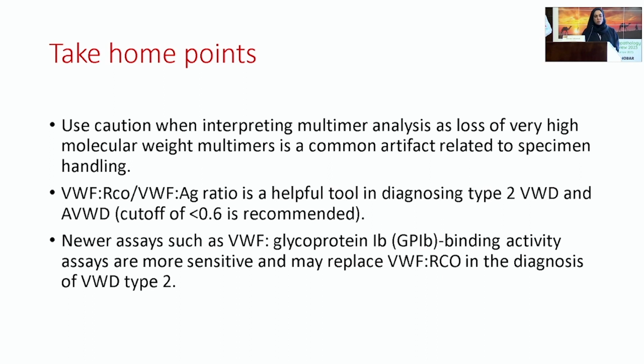The ratio is very helpful, as I said, in diagnosing type 2 and acquired von Willebrand. Use the cutoff of 0.6, that's the most recommended cutoff. Newer assays, like Dr. Rahaf explained earlier, the von Willebrand factor binding to glycoprotein 1b, R and M, are more sensitive and may replace the classic ristocetin binding in the diagnosis of von Willebrand type 2 in the future.